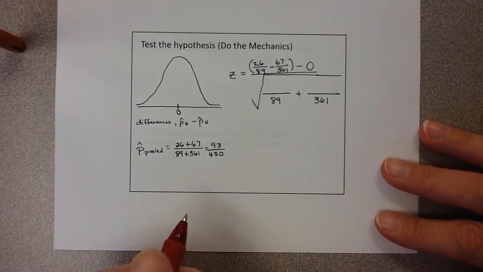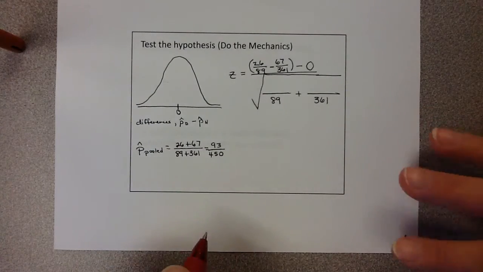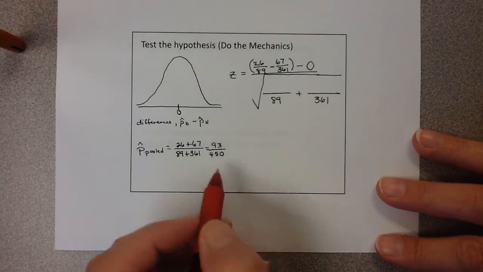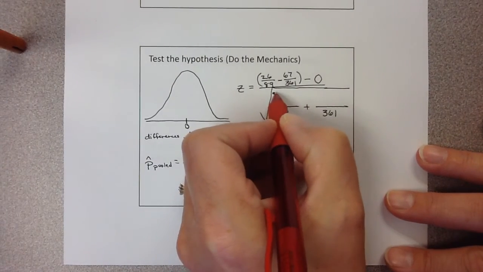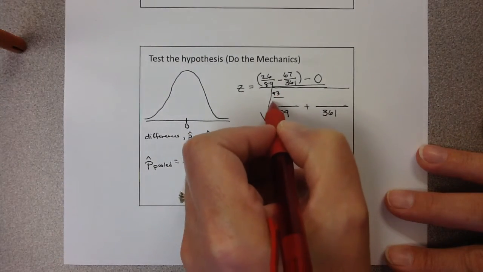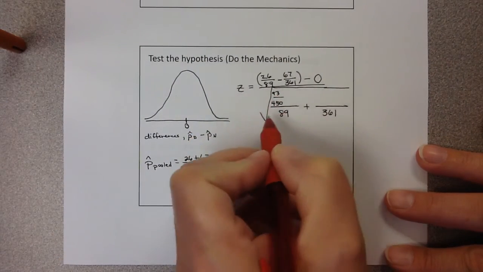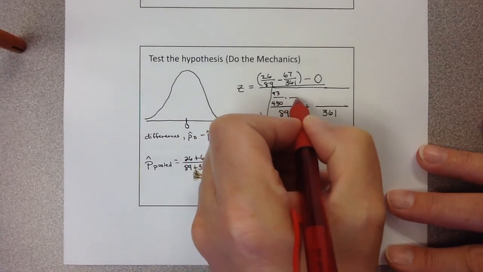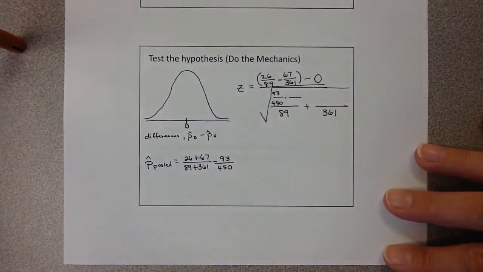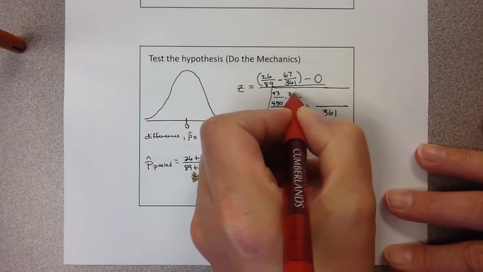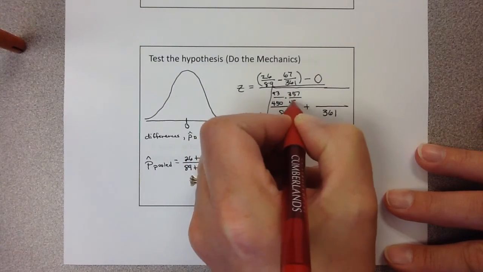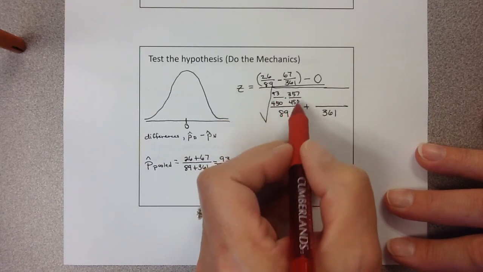It doesn't have to make sense why just yet. It just is how things work. So we're going to use that proportion for both. So 93 out of 450 is the proportion that died, which means the other, what's 450 minus 93? I don't trust my head to do that. 450 minus 93, I'll get my calculator here, is 357. So 357 over 450 is the proportion of people who lived.